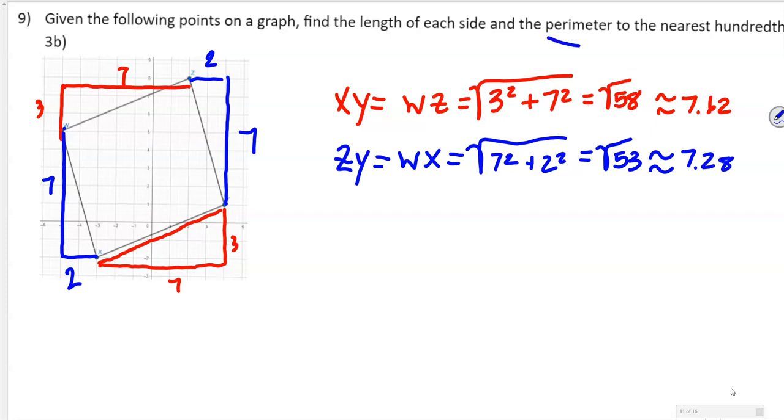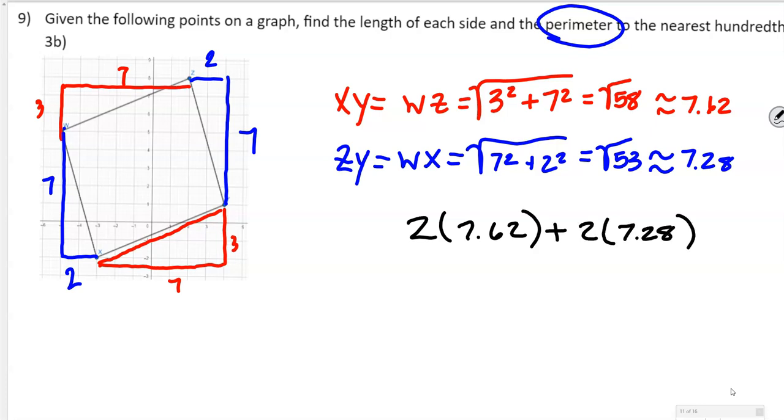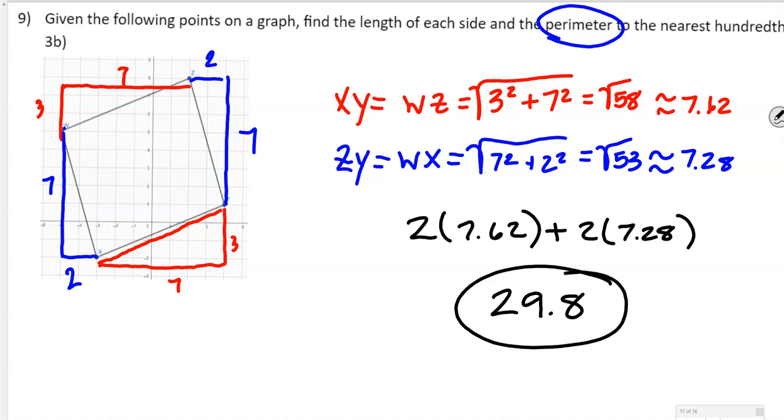So now what do we do with these two sides? Because it's asking us for the perimeter. That means the distance around the outside of the object, right? So aren't we going to go 2 times our 7.62 plus 2 times our 7.28? You got it. And when I did that, I got 29.8. And I put approximate. Depending on how you solve this, y'all, the answer is going to be approximately that, okay?